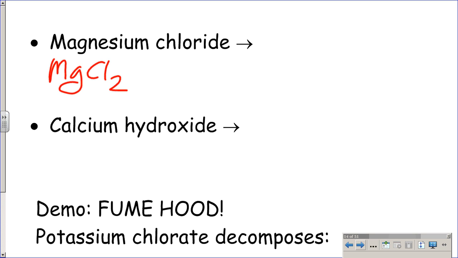Where'd you get the 2 from? Magnesium's charge. You crisscross over. So this was magnesium 2 plus, chlorine 1 minus. Crisscross, you get magnesium chloride. Decomposes, okay? Because if it doesn't say anything else, you're assuming decomposes. What does a binary substance decompose into? Its 2 parts.